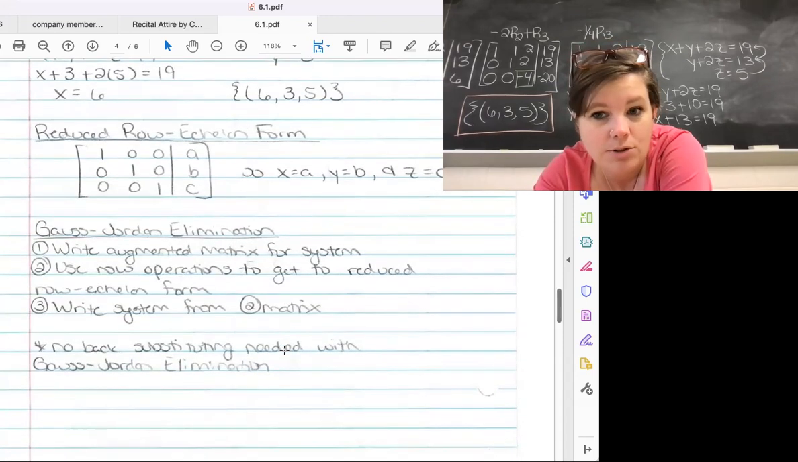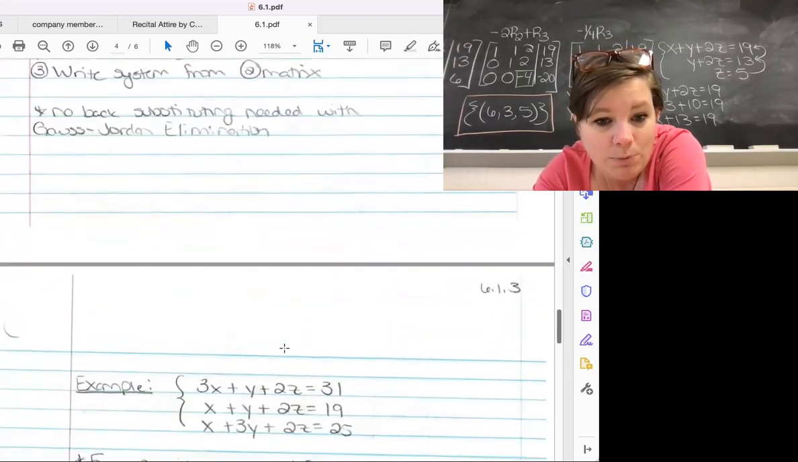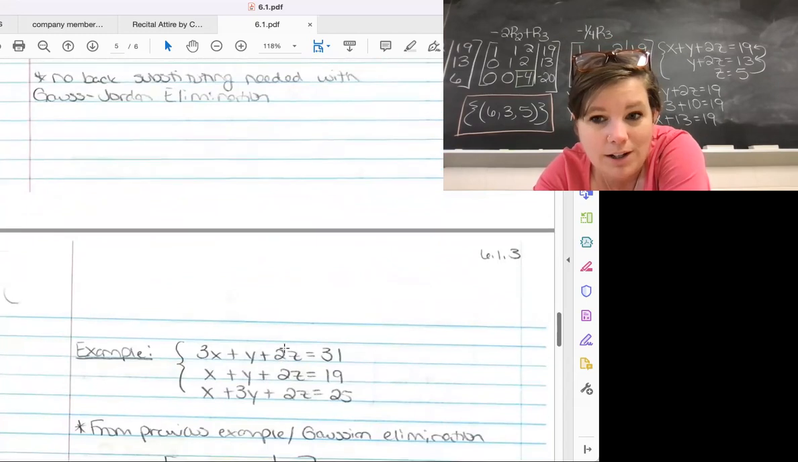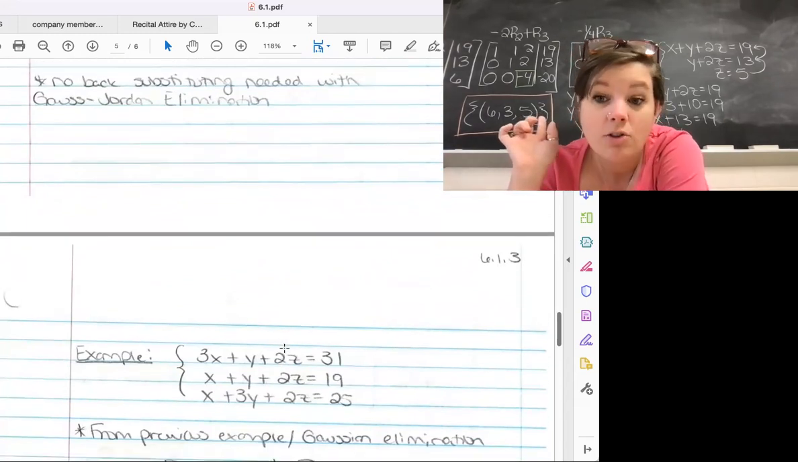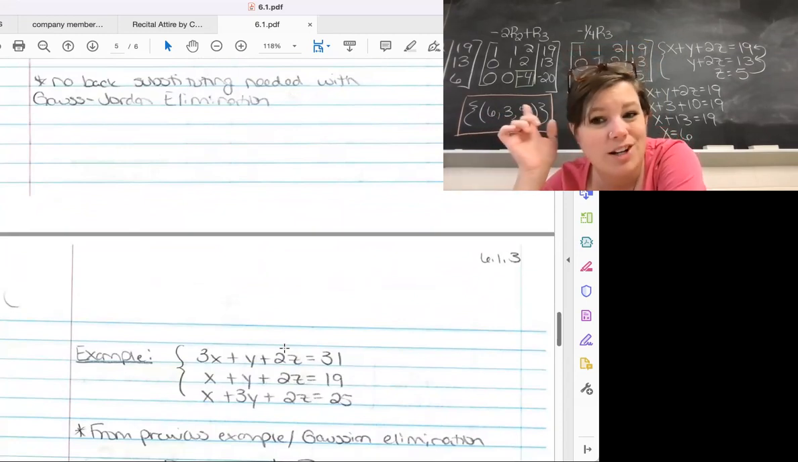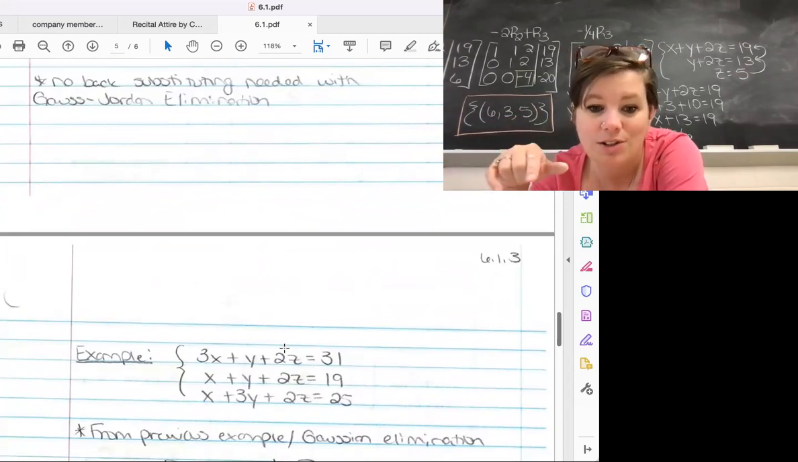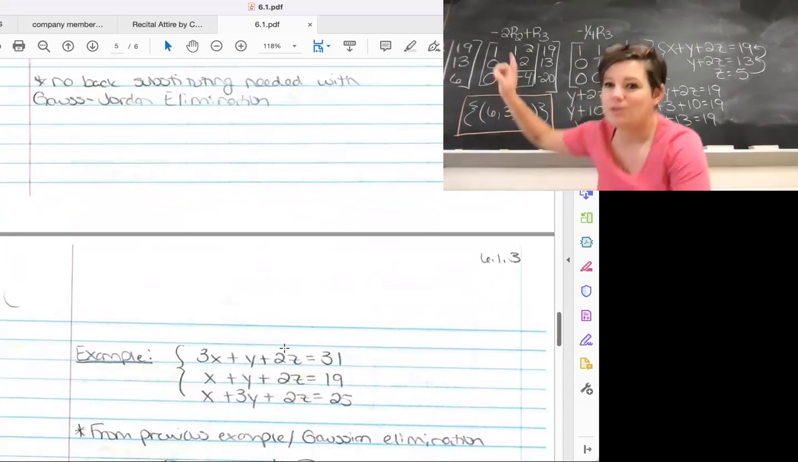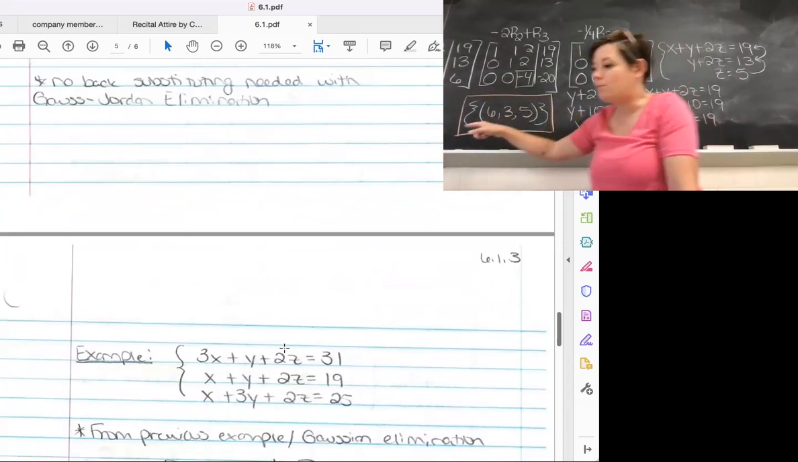Okay, so instead of doing a whole new problem, we're going to continue with the problem we just did. I know we already solved it. We got 6, 3, and 5. But we're going to continue with it so that you can see that you still get the exact same answer, and we don't have to start all the way back at square one for this problem.